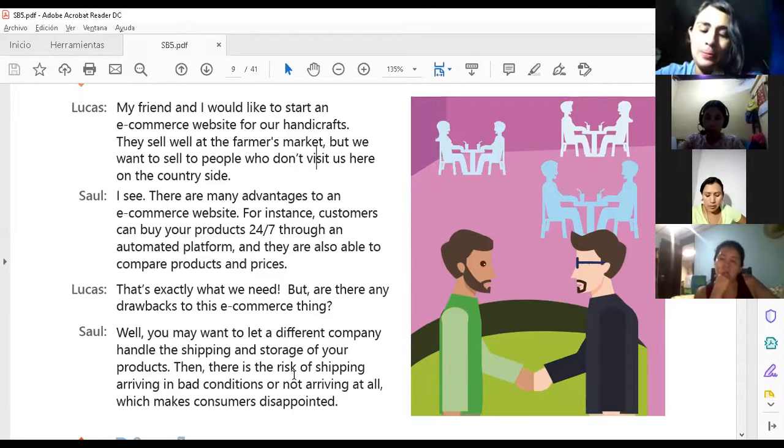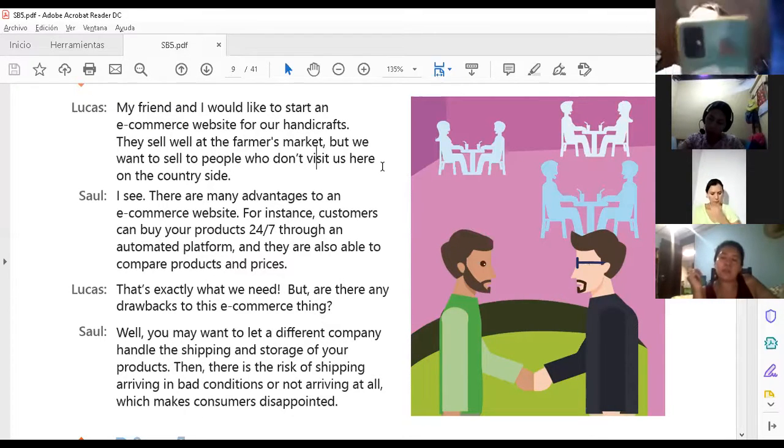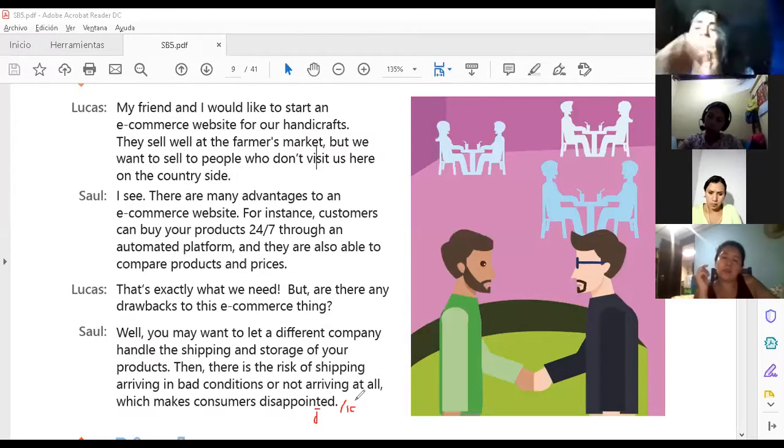Only question. The pronunciation for the last word, disappointed or disappointed? Disappointed. Now, this is a rule, guys. Whenever the verb, and again, I don't want to go into too much grammar here, but whenever the verb finishes with T or D, these are the regular verbs in past, you're going to work with the pronunciation id.